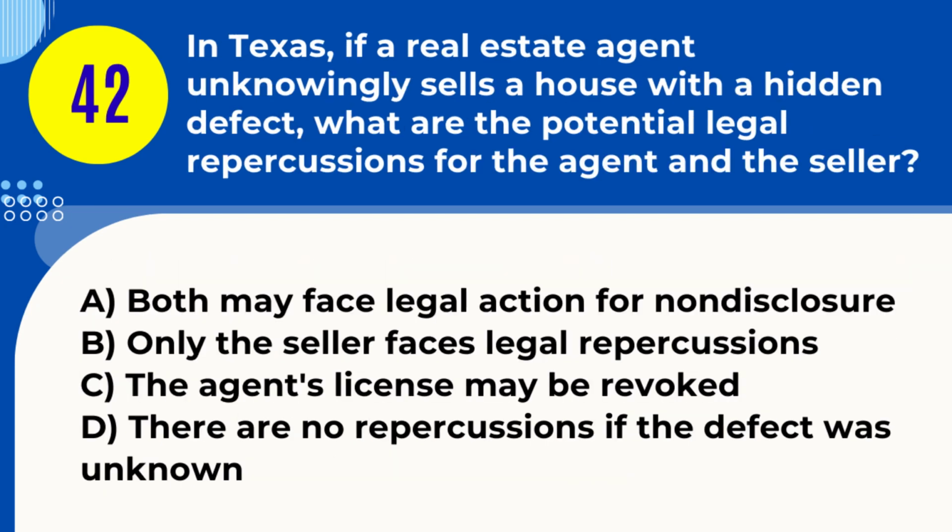Question 42. In Texas, if a real estate agent unknowingly sells a house with a hidden defect, what are the potential legal repercussions for the agent and the seller? A. Both may face legal action for non-disclosure. B. Only the seller faces legal repercussions. C. The agent's license may be revoked. D. There are no repercussions if the defect was unknown.